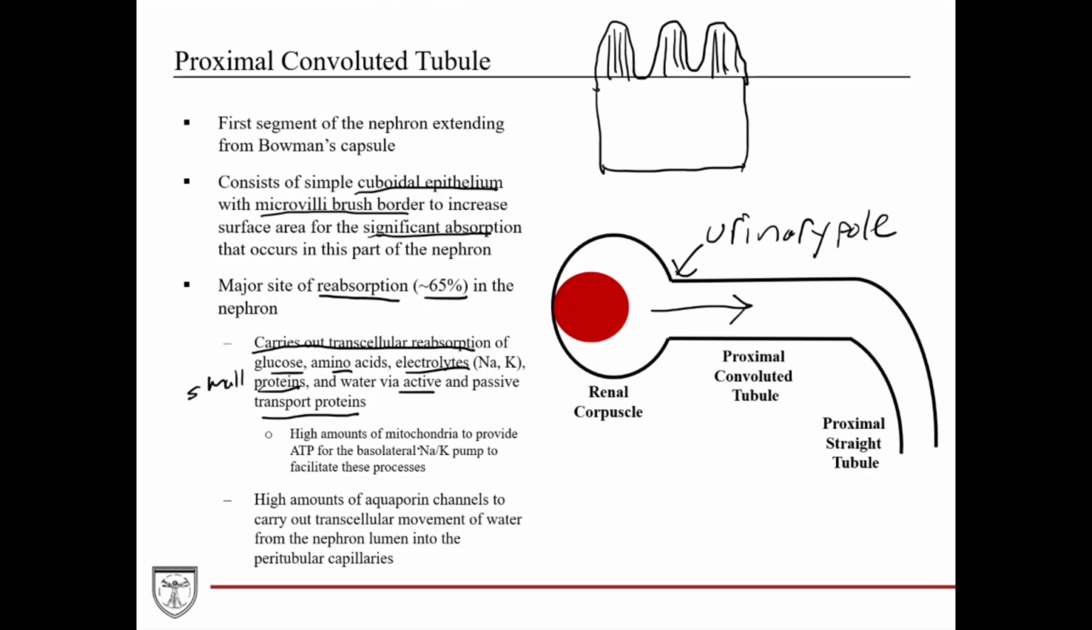There's a large amount of mitochondria in these epithelial cells in the proximal convoluted tubule, because you're going to need ATP for all these transport processes, and as well for obviously the basolateral sodium potassium pump that helps facilitate all these processes. I'll draw a diagram in a second here to help illustrate this. There's also high amounts of aquaporin channels that help carry out transcellular movement of water from the nephron lumen into the peritubular capillaries, because remember, in here you're going to have peritubular capillaries.